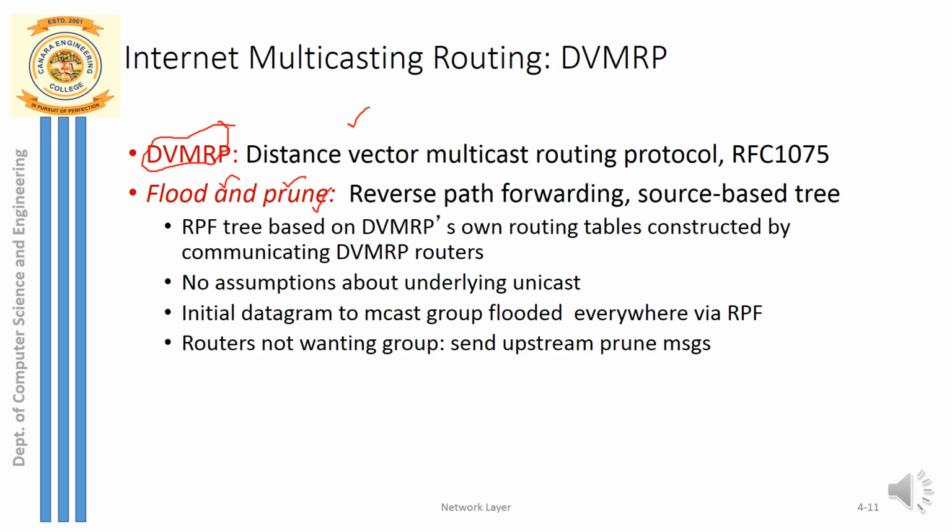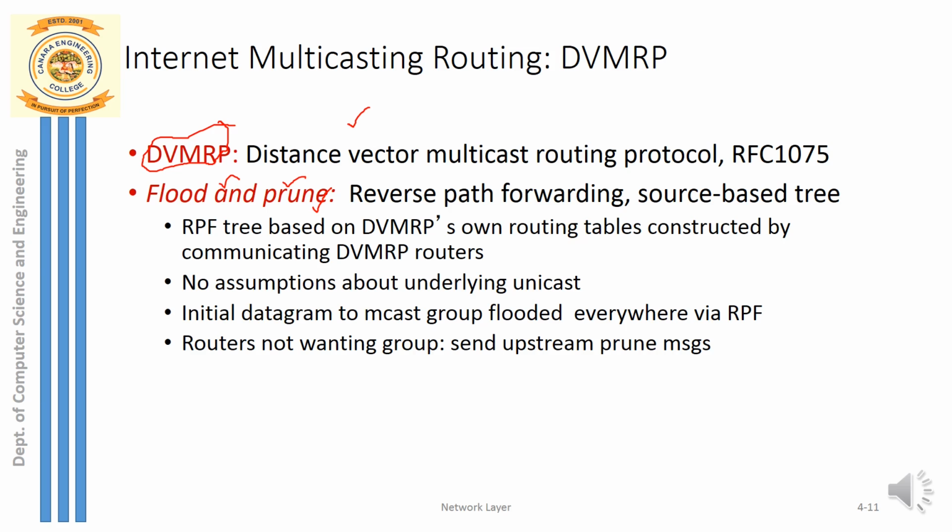So what is this flooding? Flooding is something like a source which will send the packet to all the other multicast group members. So that is called flooding. And pruning is when other non-multicasting group members, if they want to keep themselves away, have to send back prune messages. So flood and prune are the two things happening within this Distance Vector Multicast Routing Protocol.